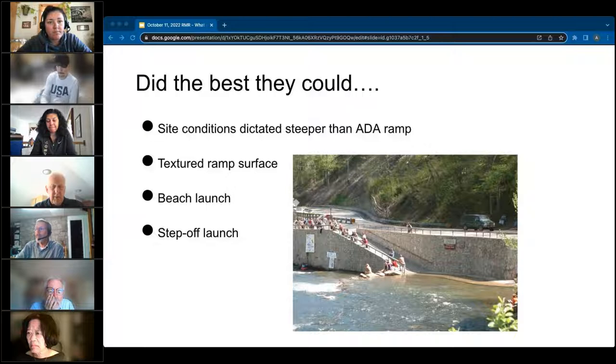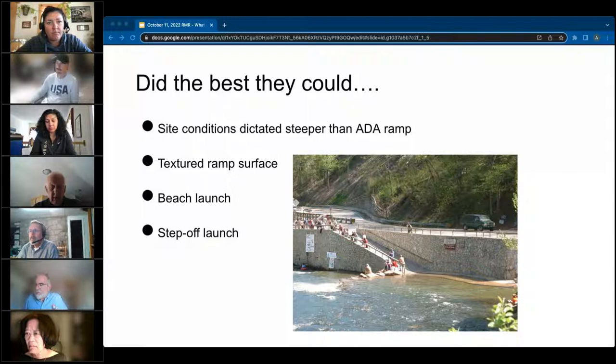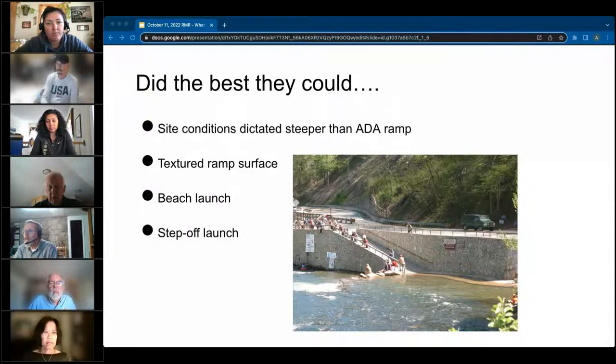This is an example. Well, the previous example was where we did everything we could. Here we have a situation in North Carolina on the Nantahala River where they just simply did the best they could with the limited space they have. Obviously the ramp here is not an ADA ramp. There are handrails. They provided a textured surface for traction. At the bottom of the ramp, they have a beach launch, and they also have a step-off launch. The step-off is that line just below the water surface where you have enough depth to launch your canoe without basically launching off the beach.